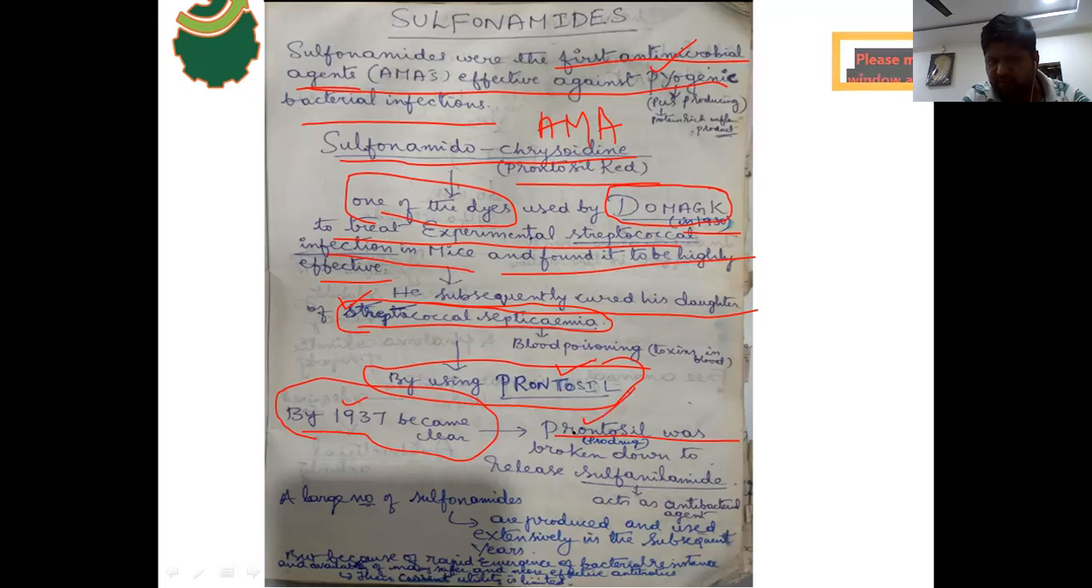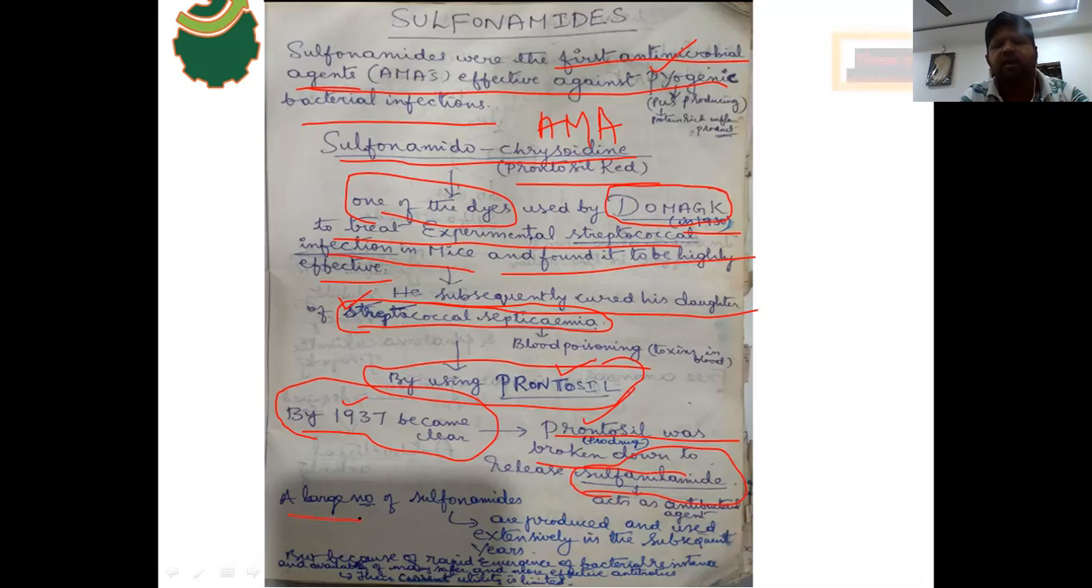Prontosil red is broken down into a compound that is called sulfanilamide. Please pay attention. Sulfanilamide is the drug which is effective on streptococcal bacteria. Prontosil is a prodrug which is broken down into sulfanilamide, and that sulfanilamide is very, very effective in the treatment of streptococcal septicemia. The antibacterial activity which we have seen is not due to prontosil red. It is due to the conversion of prontosil red into an active molecule that is called sulfanilamide.